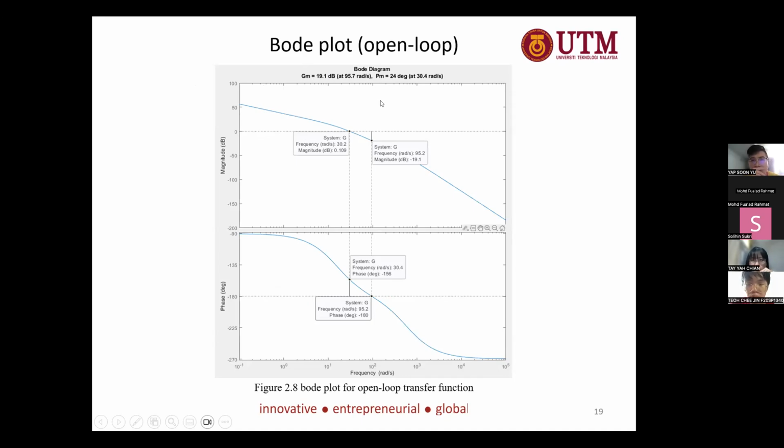What is the phase crossover frequency value? Sorry, WPM is equal to 30.4 radian per second. Oh, that is the gain crossover frequency value. For the phase crossover frequency, it is 95.7 radian per second, as shown in the title. But on the computer it shows 95.2, because we used the cursor to show the value, but the actual value is 95.7. Okay, 95.7 is the most accurate value using the margin command.